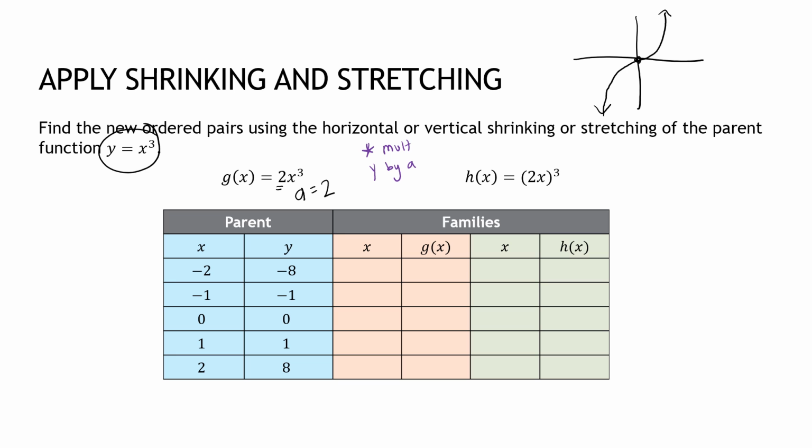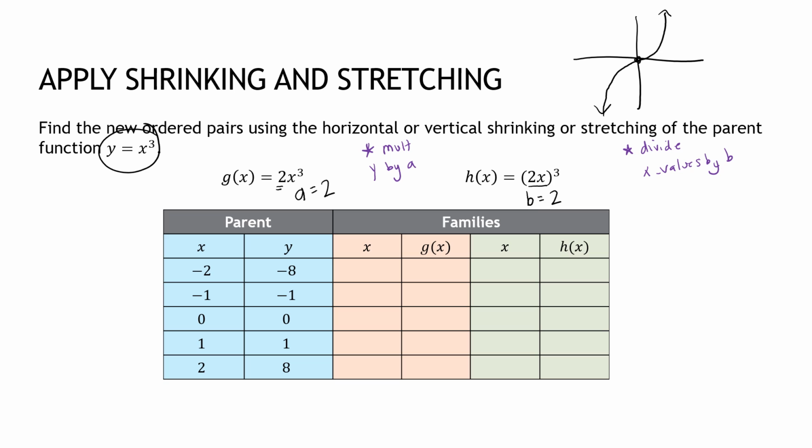My second function is 2x is being cubed, which means 2 is being part of the function, and that's a b value. So here b is 2. Whenever we have a b value, we're going to divide the x values by b. So that's why when b gets very large, everything else gets really small.